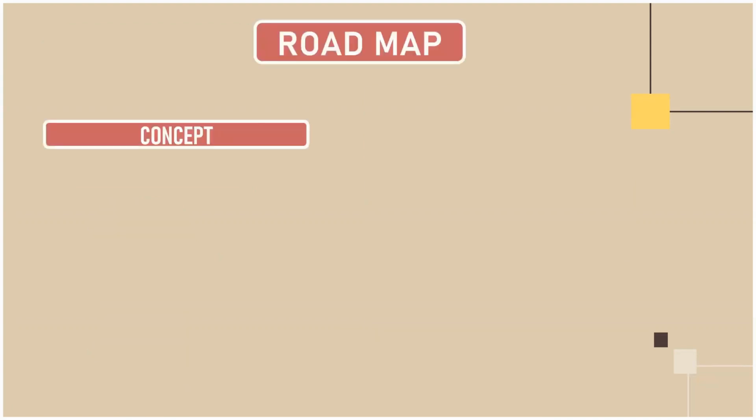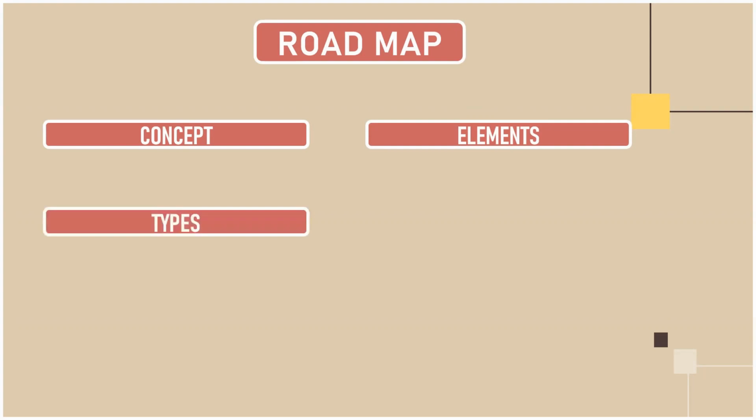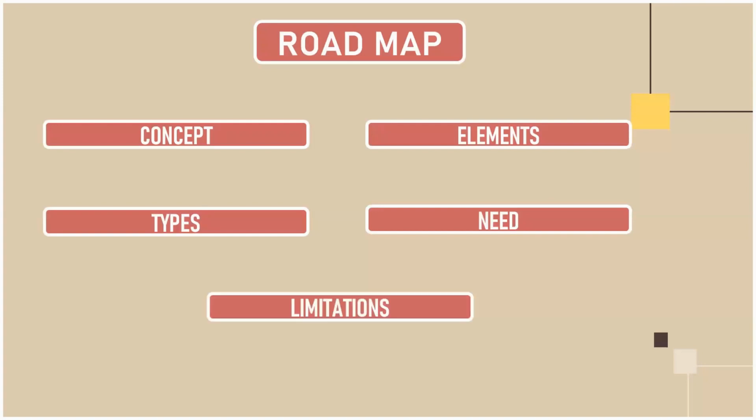First, I will talk about the concept. Second, I will discuss the elements that we need to include while writing a business plan. Third, I'll talk about the different types. Fourth, I will deal with the need and importance of a business plan. And lastly, I will talk about the limitations that could occur while writing a business plan, and the limitations could lead to the failure of a particular business. So having said this, let us now move on to the first topic, that is the concept.